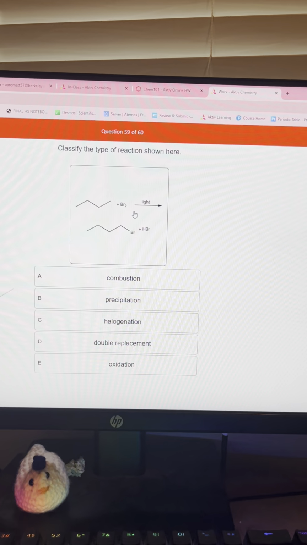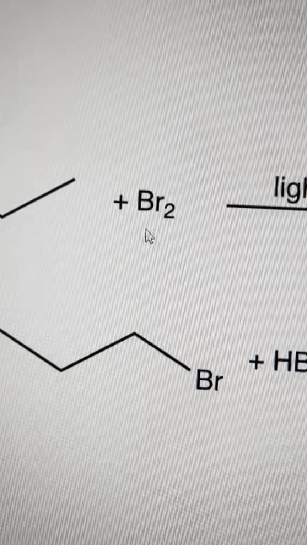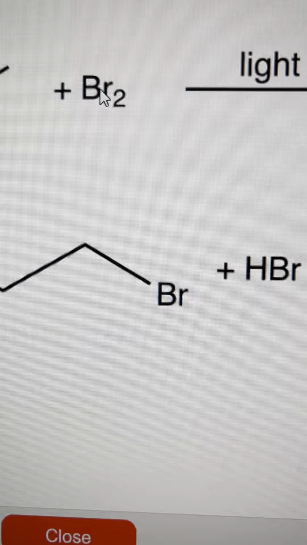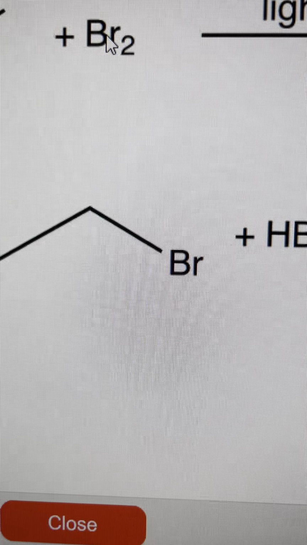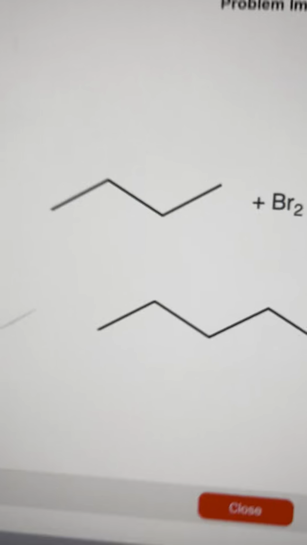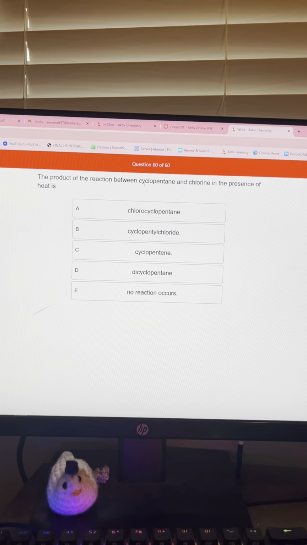We are looking at the type of reaction here. Remember, if we're ever working with a halogen, like everything in the 7th column, that's fluorine, chlorine, bromine, all of those, it's going to be a halogenation reaction. So this is halogenation. Last one.